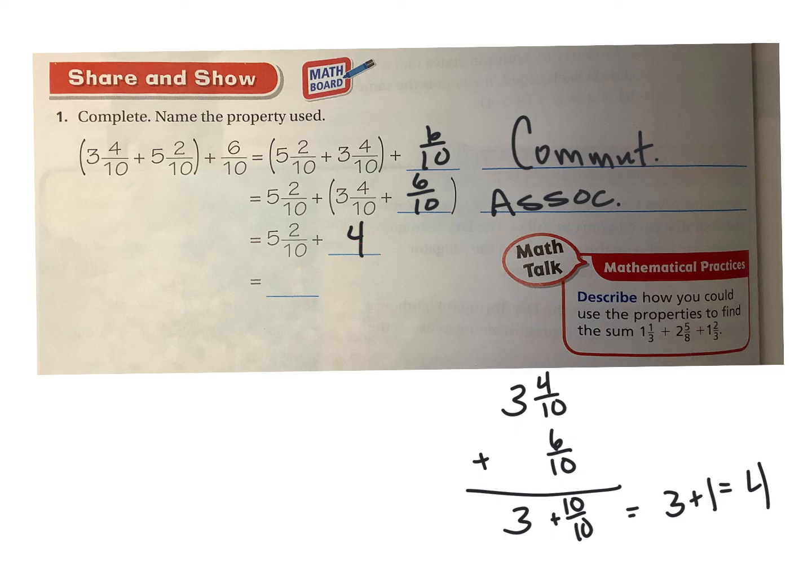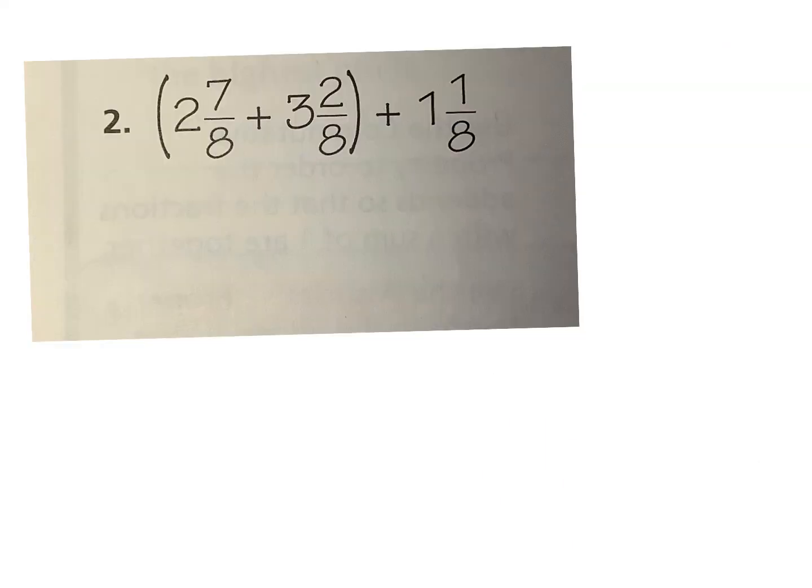I'm going to add the whole pies together. 5 and 4 is 9 whole pies with 2/10 of another one left. It looked like a monster, but with practice, it really is just a little kitty cat. So take a look at this one real quick.